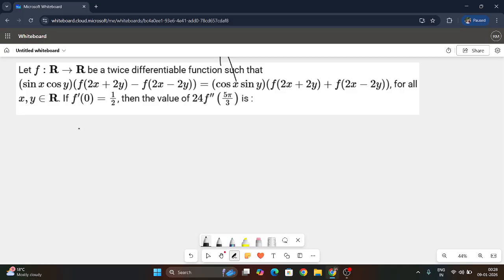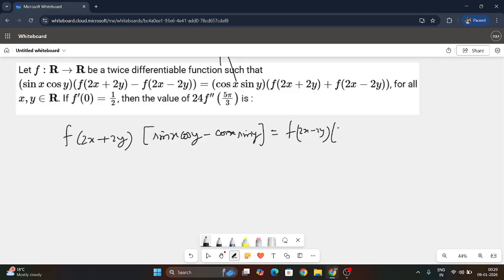So this is f(2x plus 2i), and you can take the sin x cos y minus cos x common, and f(2x minus 2i), and take the common, so you will get cos x sin y plus sin x cos y.